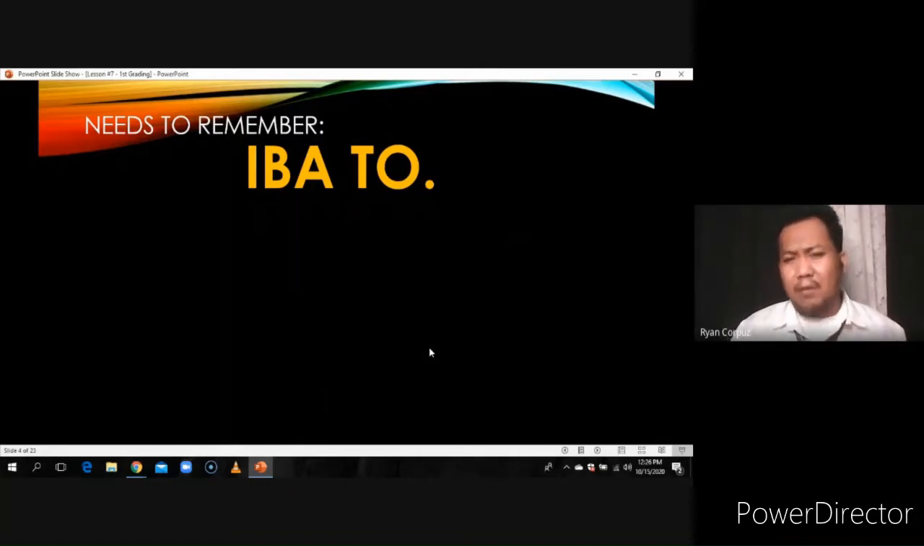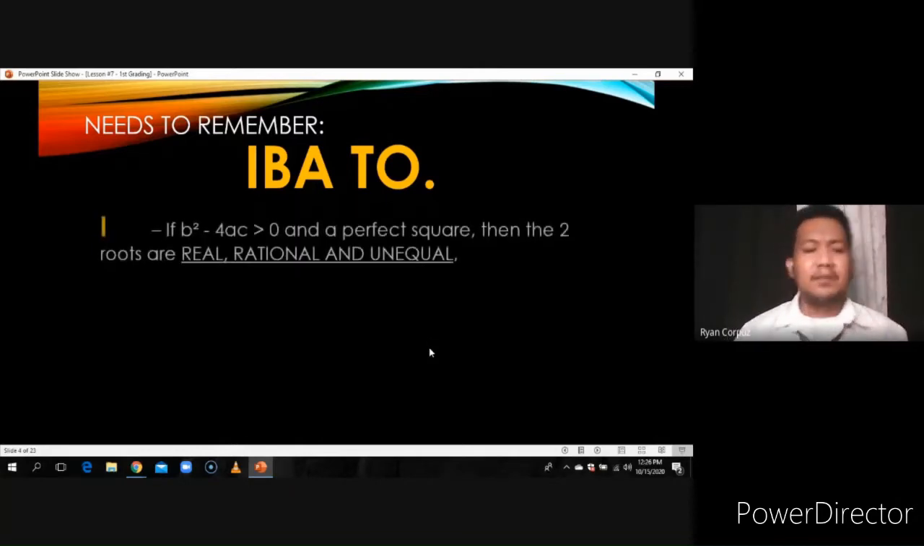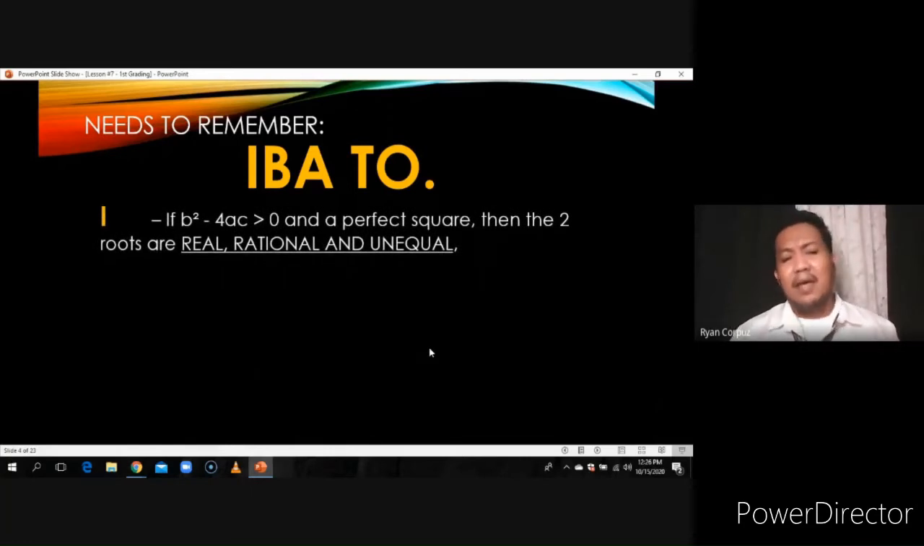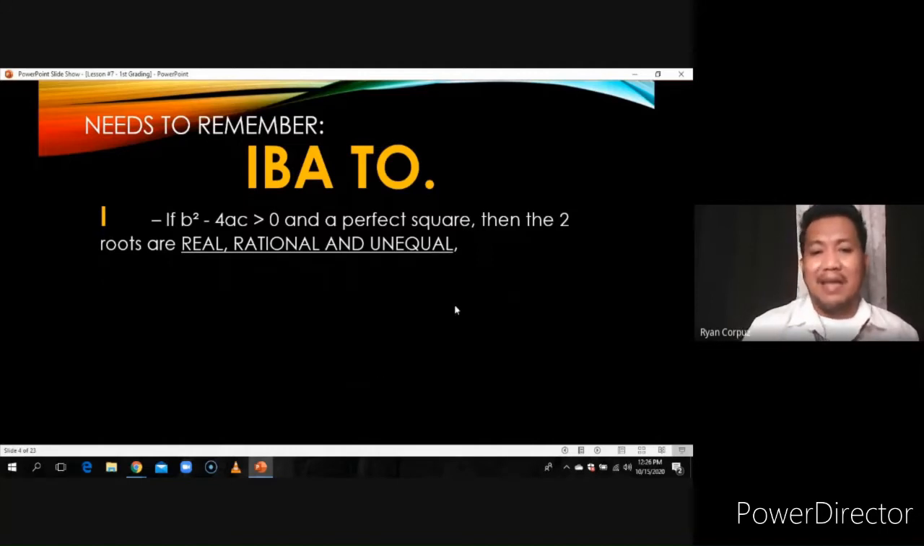So that is the message of the things that we need to remember in finding the nature of the roots. So what are these that we are talking about? Let's start with the first one, I. I stands for: if b squared minus 4ac is greater than 0 and a perfect square, then the two roots are real, rational, and unequal.